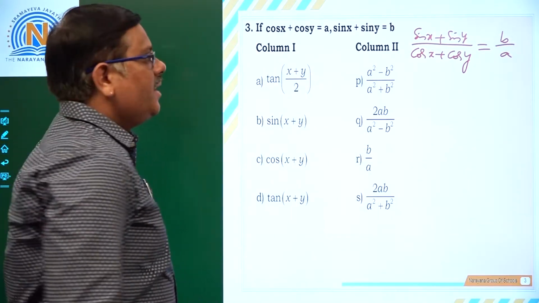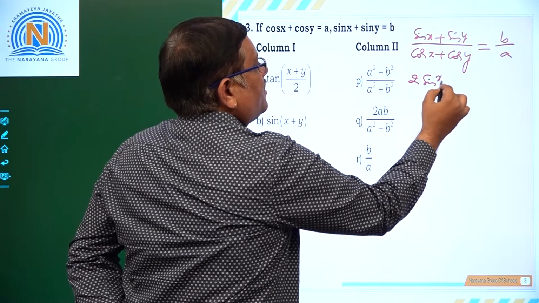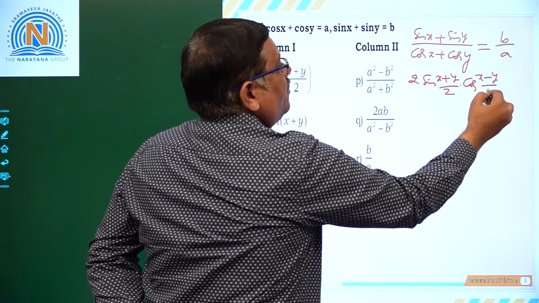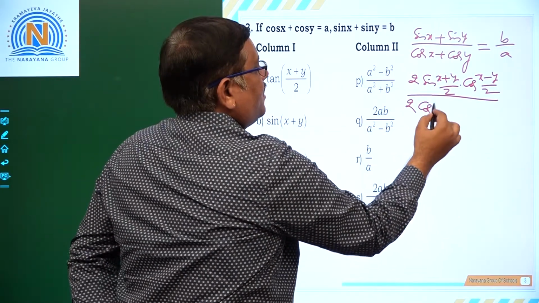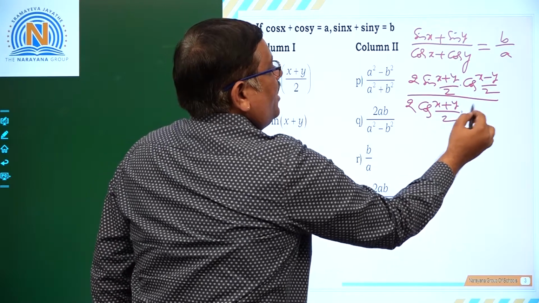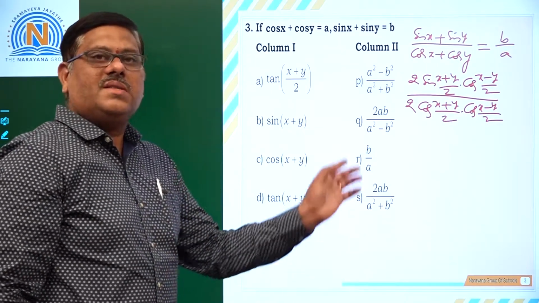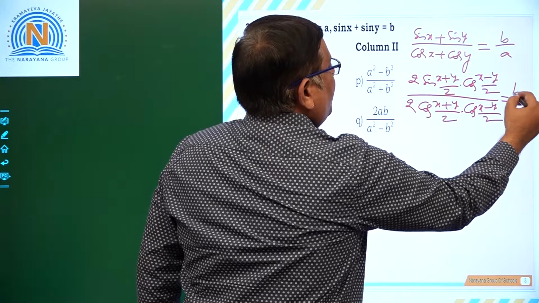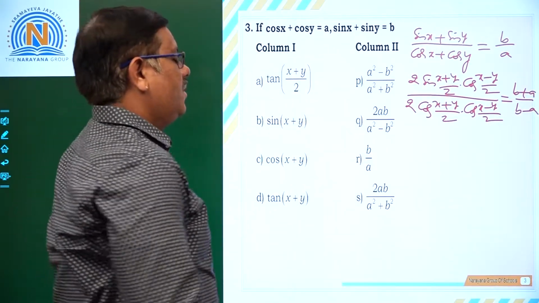B upon A. It is in the form of sin C plus sin D, so what can you write? 2 sin of (C plus D) by 2 into cos of (C minus D) by 2, by, here also cos C plus cos D, 2 cos of (x plus y) by 2 into cos of (x minus y) by 2. That is nothing but B by A.